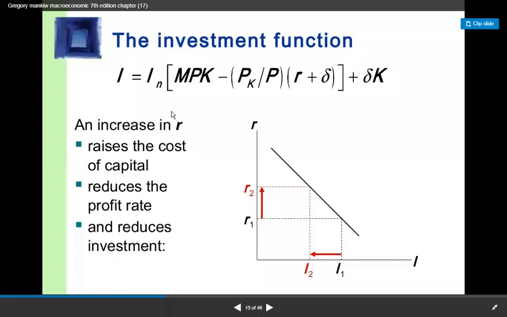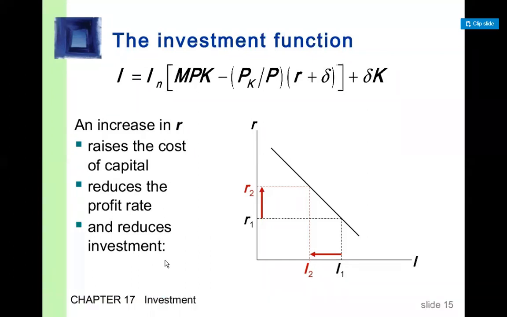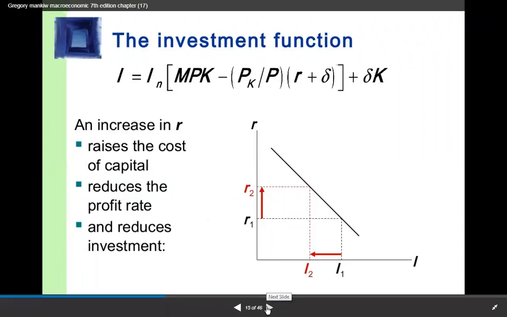An increase in real interest rate raises the real cost of capital, which reduces the profit rate and reduces investment. That is the point. Investment function is negatively sloped. Okay, investment line is negatively sloped. This is the point we have done. Now we are going to the next: how does it shift upward or downward?